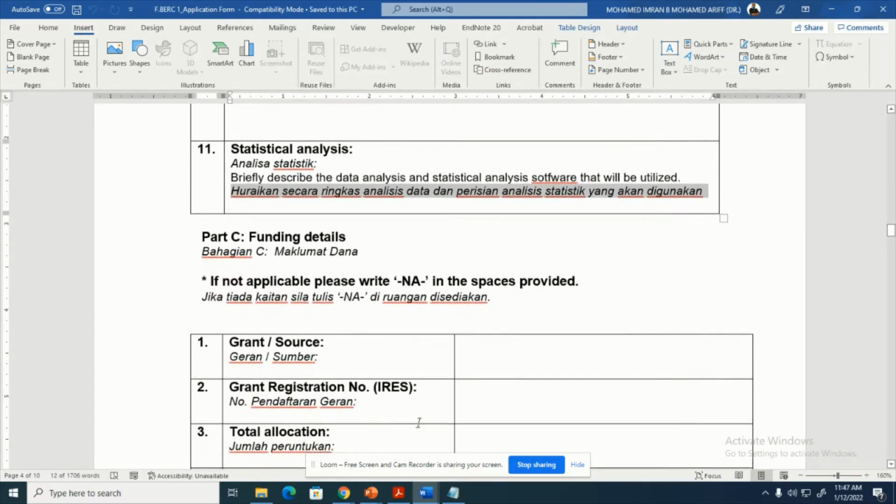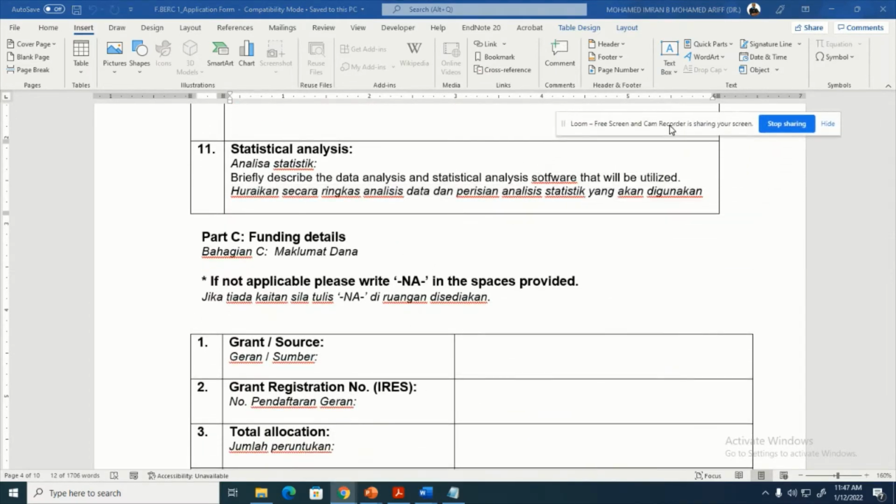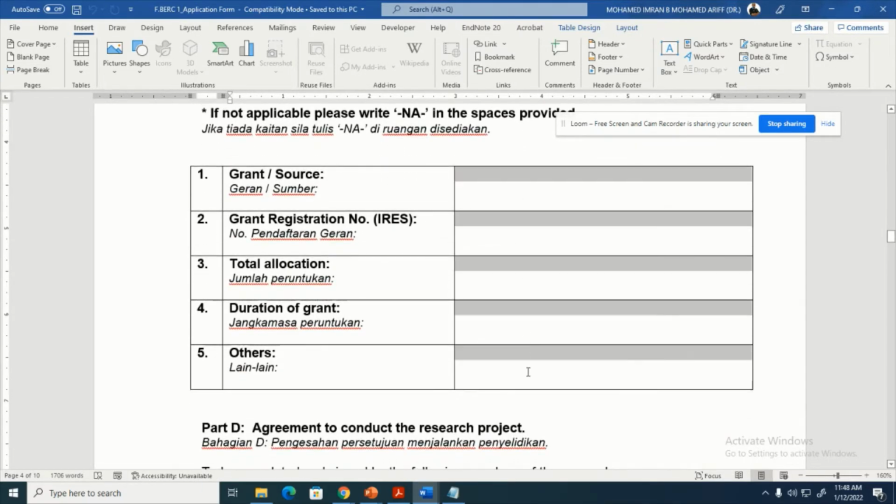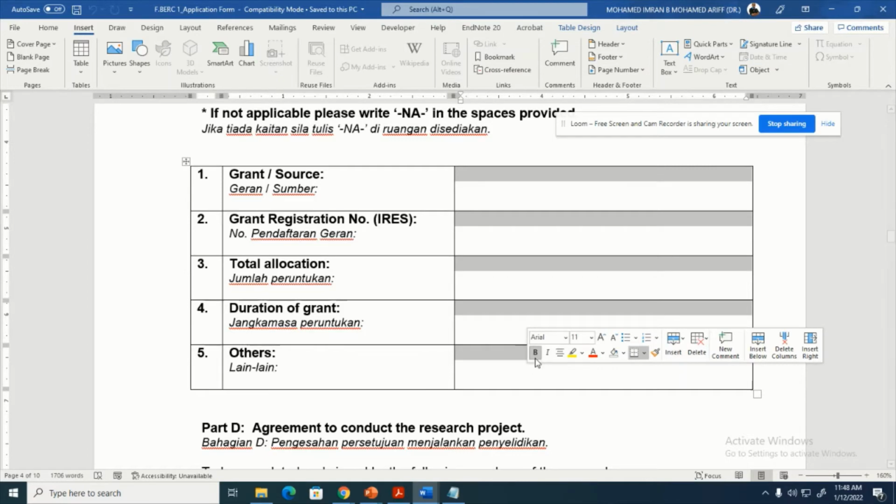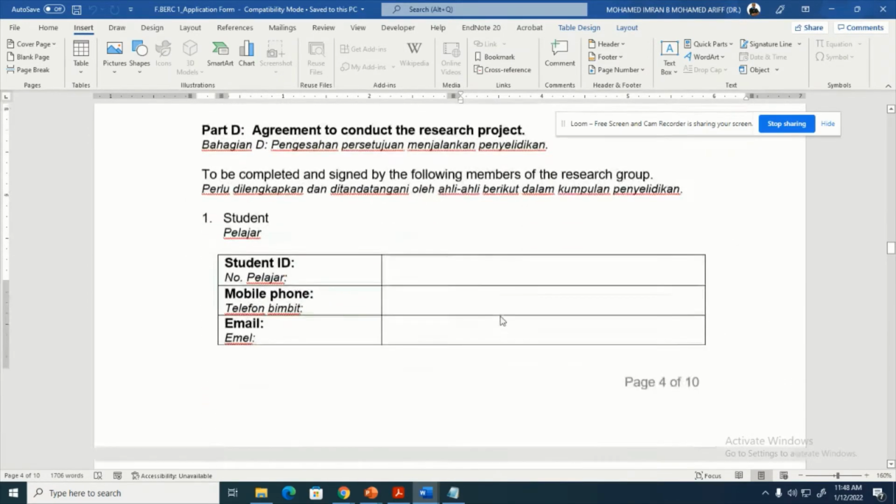All right. So for undergraduate students, there is no statistical analysis, but maybe if supervisors require, then you can ask the students just to put down a simple, brief description of the data analysis and statistical software which will be utilized. If there's a grant, if you're an FRGS holder and this project comes under your FRGS, this is where the information comes in.